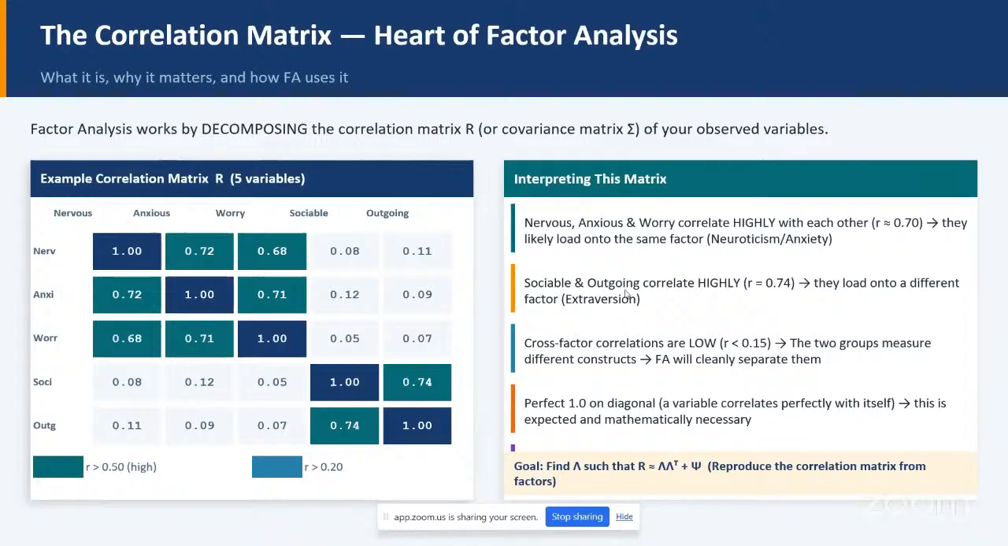For social and outgoing, they correlate highly.